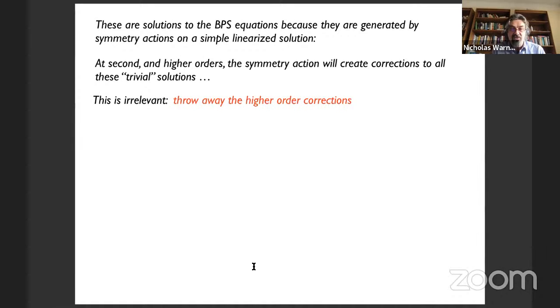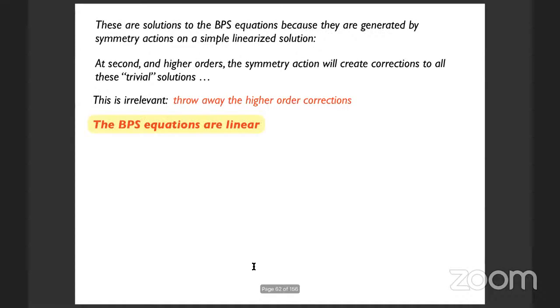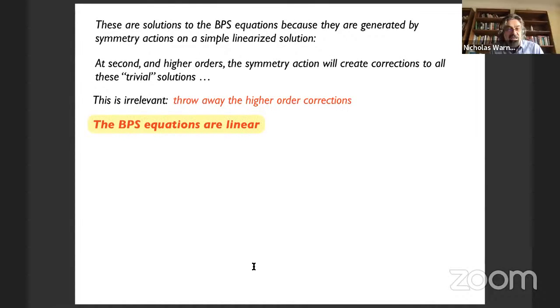You have a linearized solution. You've got to remember now that the BPS equations are linear. And if you've got a linear solution to a linear set of equations, you are done. This is the power of the linearity of the BPS system. You don't care about the fact that second, third, fourth order rotations are required to complete the solution. All you need are the linear bits. And so therefore, the linearized solutions are correct to all orders in the BPS equations. You don't have to think any more than that.